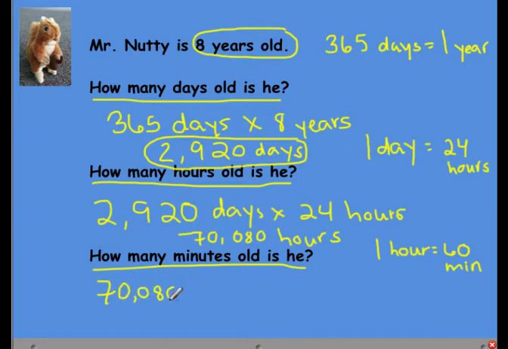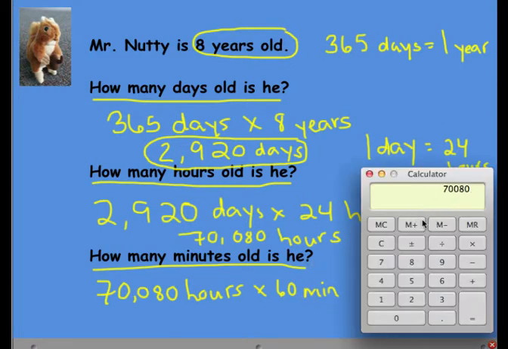70,080 hours times 60 minutes to find out how many minutes old Mr. Nutty is. Now, if you think this is going to be a really big number, I would have to agree with you, because we're multiplying 70,080 60 times. So here we go. My number's still in there. Times 60. Whew! Look at that number. Mr. Nutty, congratulations. You are ones, tens, hundreds, thousands, 10,000s, 100,000s, millions, 4,204,800 minutes old. About that.